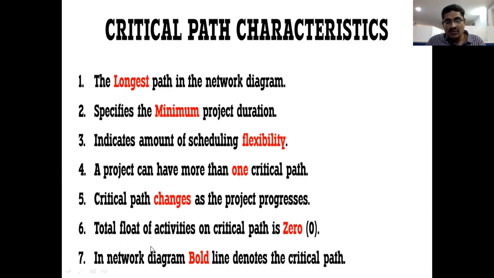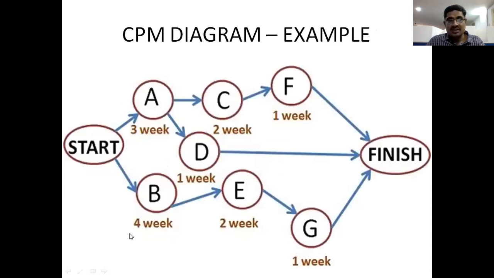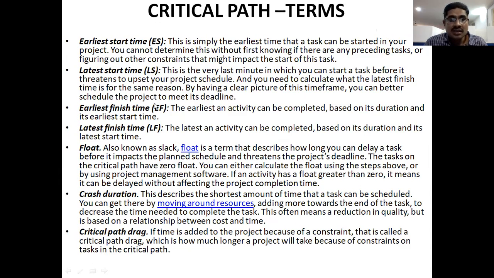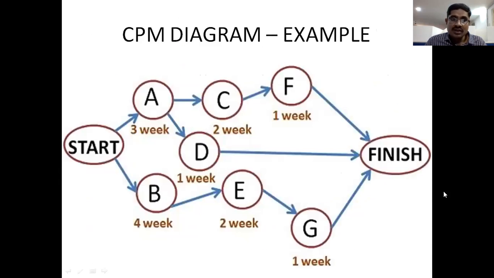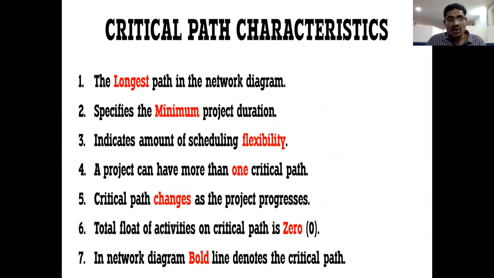Next point, the total float of activities on the critical path is zero. So look at this. Already I discussed ES, EF, LS and LF. The difference between the ES and EF, LS and LF is called float. So here we should calculate start to finish and finish to stop. The timing is the same, not having any differences between them. We just need to have the same time from start to finish, so finish to stop, just the same time. That is the point here, zero. So there is no difference between the ES and LS.